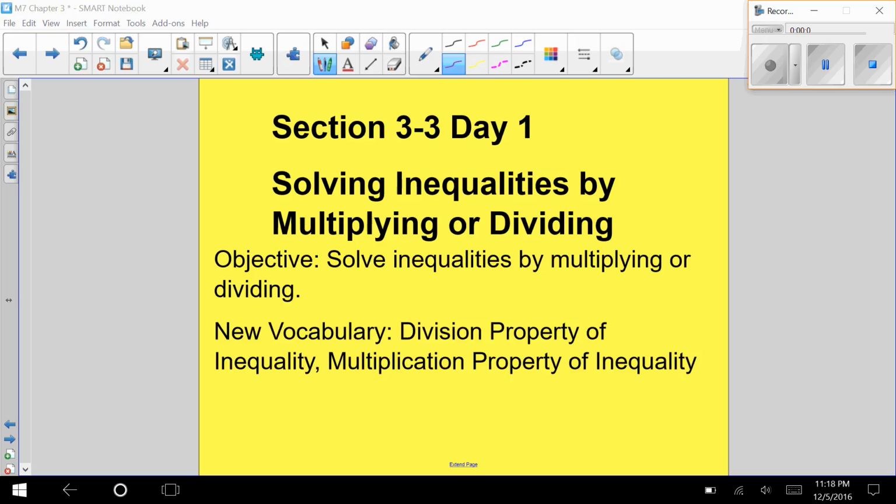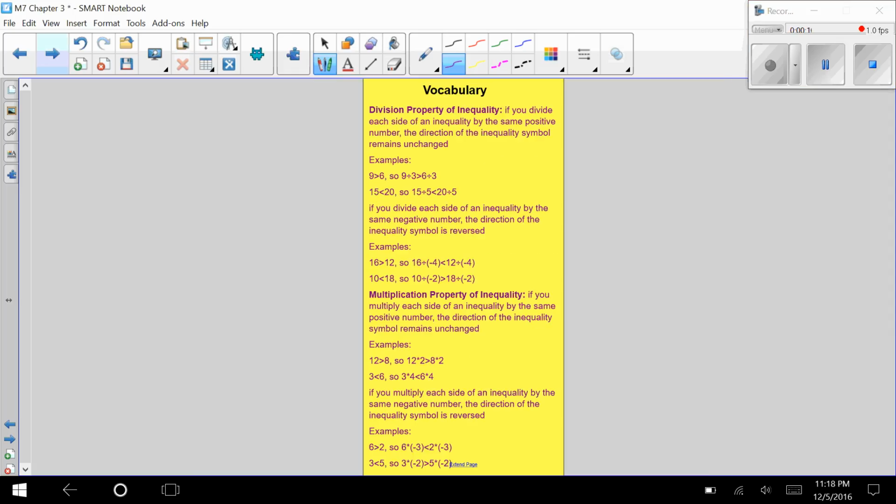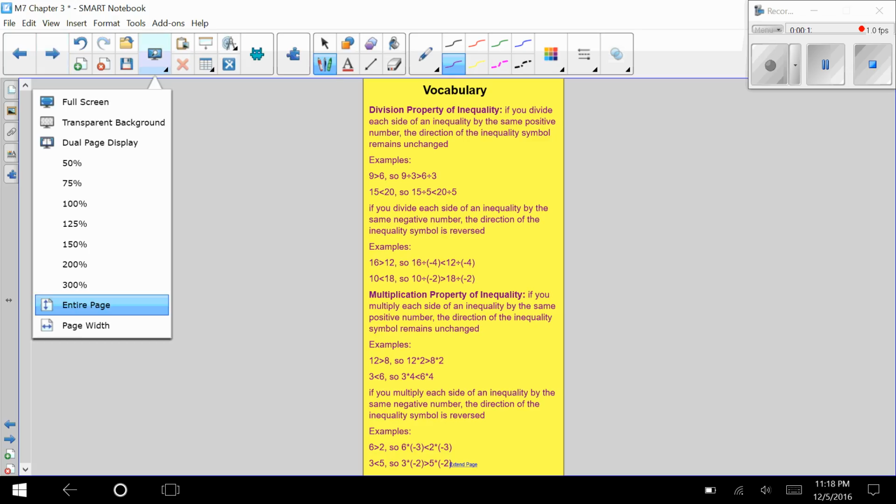This is section 3.3, day 1, solving inequalities by multiplying or dividing. Our objective today is to solve inequalities by multiplying or dividing. Let's start with our vocab. Let's zoom in a little bit.